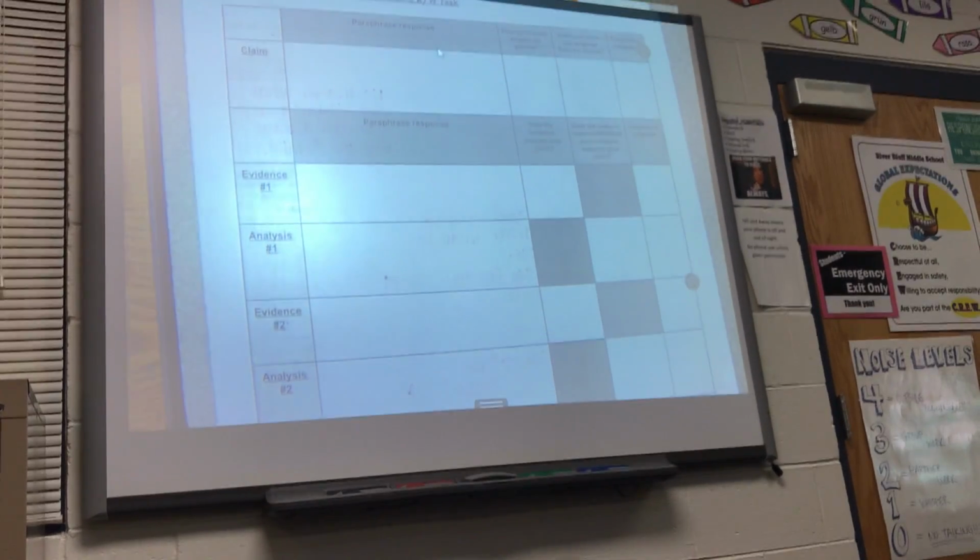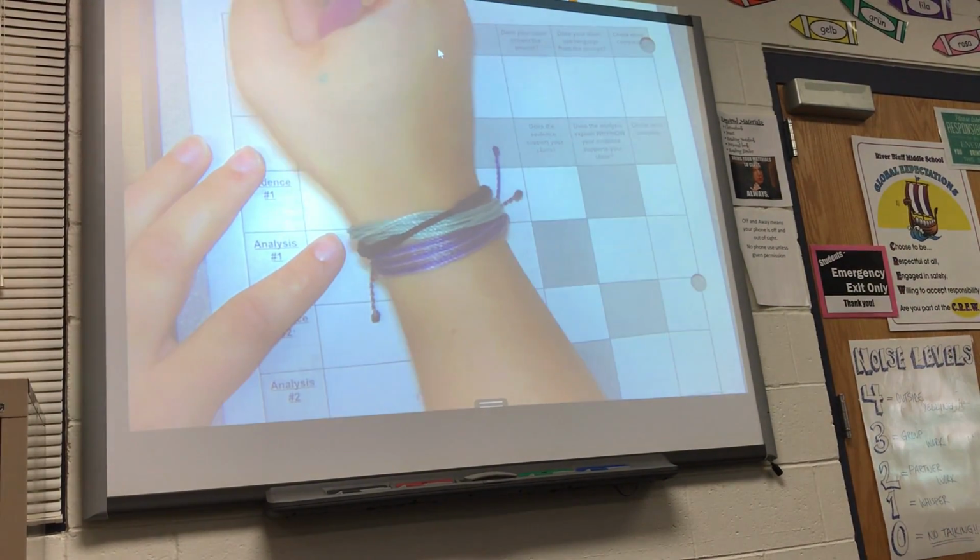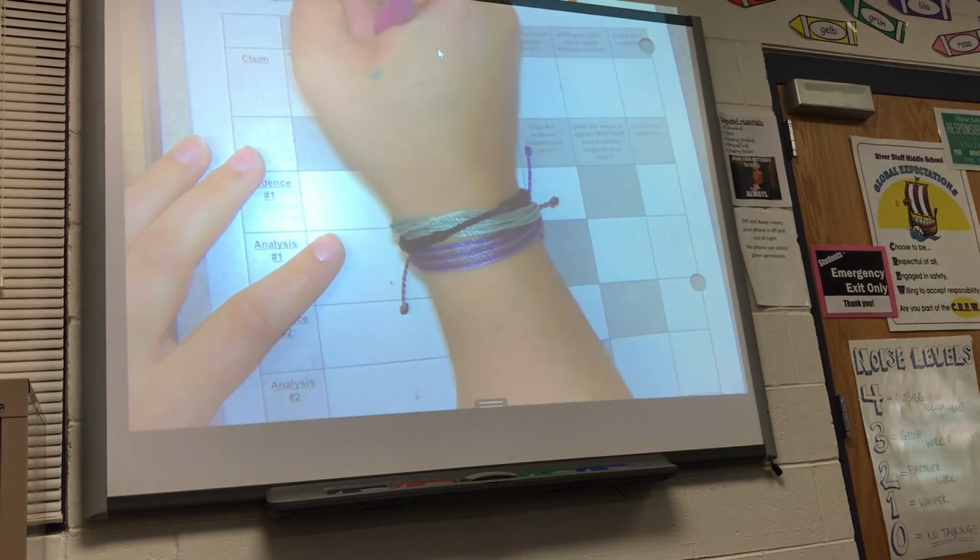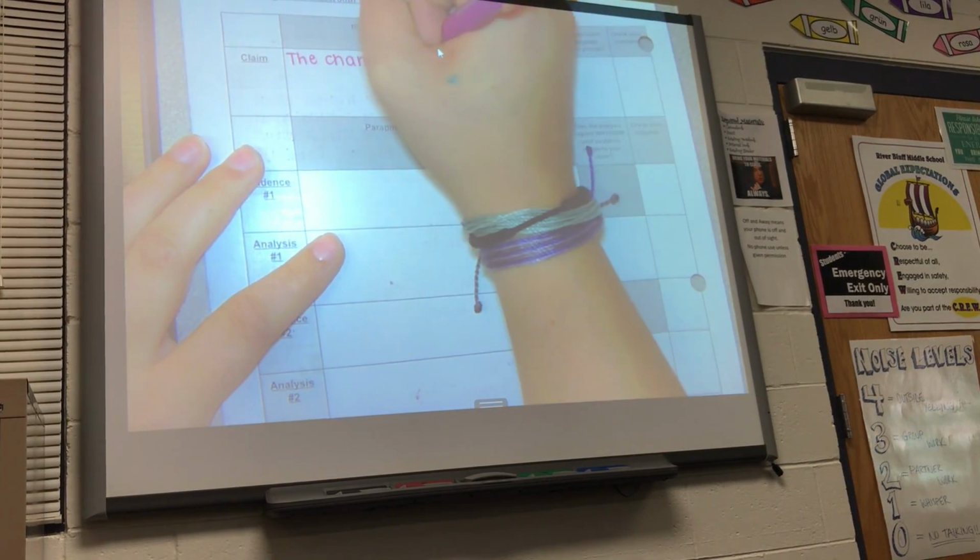Somebody tell me, what could be a claim here? What could be a claim? Come on. Ready to draw a card? Alyssa! Wait, I kind of forgot what we said though. Talk to your table real quick. Oh, okay. So the character, setting, and plot support the development of the theme of no matter what the situation is, you can always rely on your family.